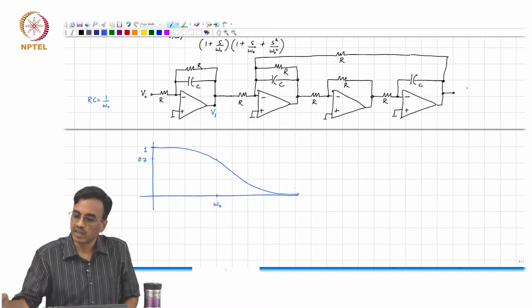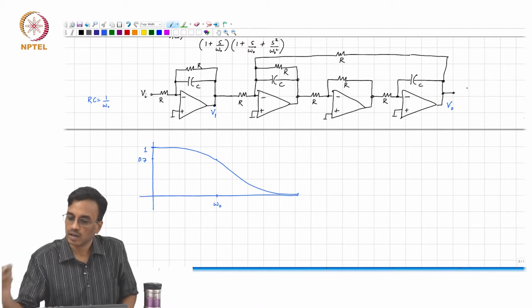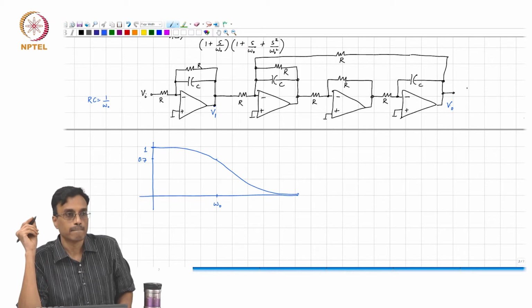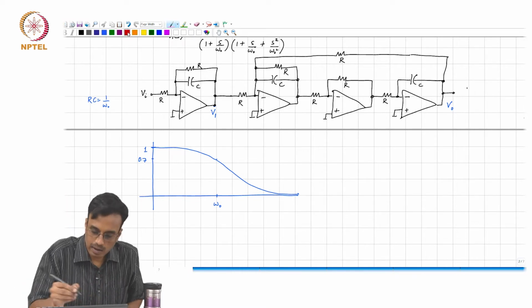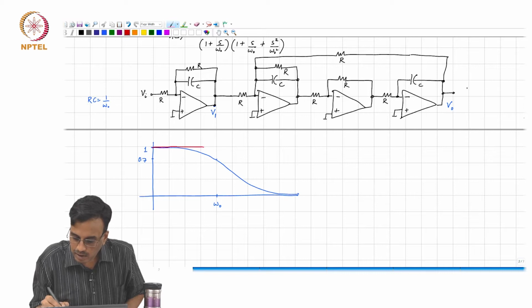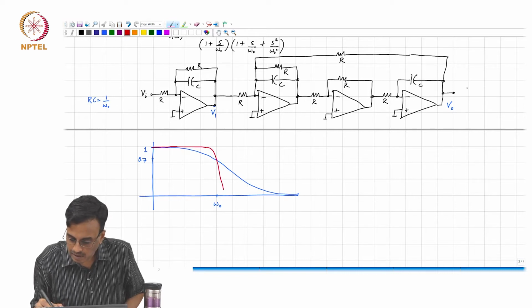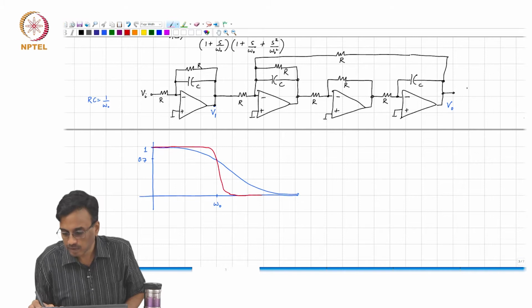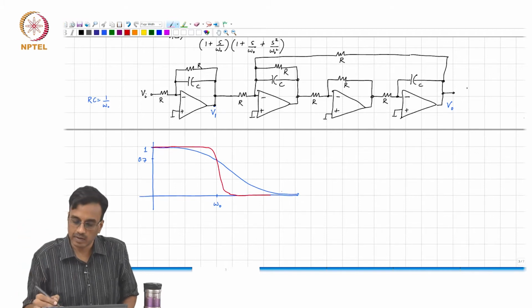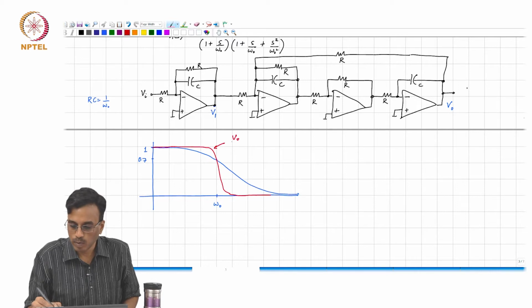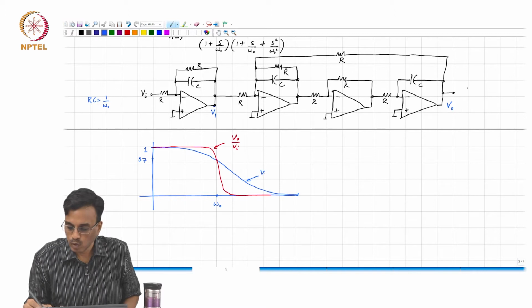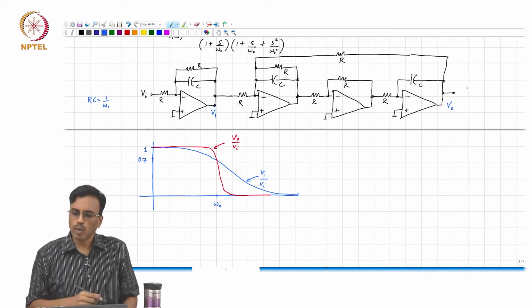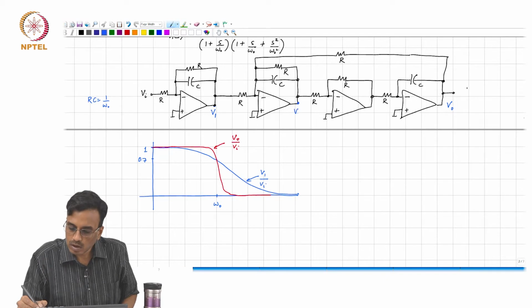And what is the response at the output? Well, the overall response is much flatter and sharper, and probably does something like this. So, that is Vo by Vi, and this is V1 by Vi. But what comment can we make about V2 here?